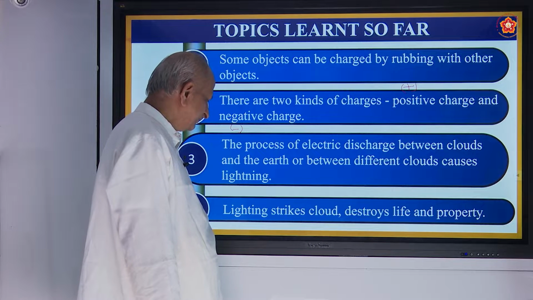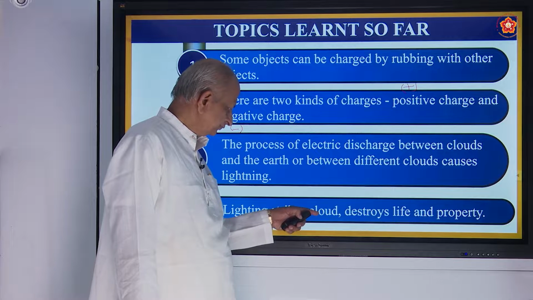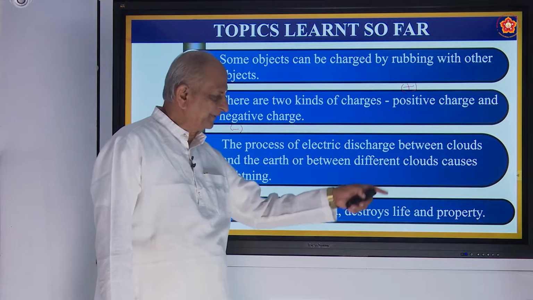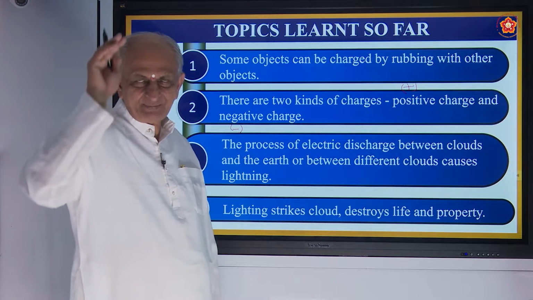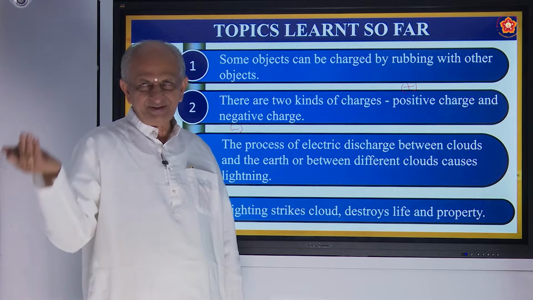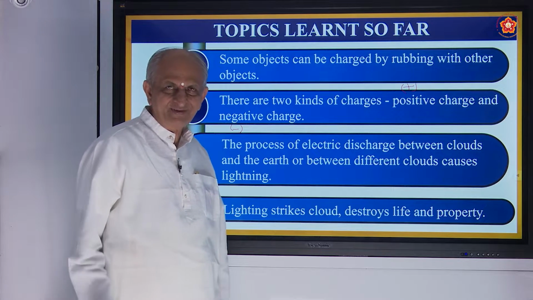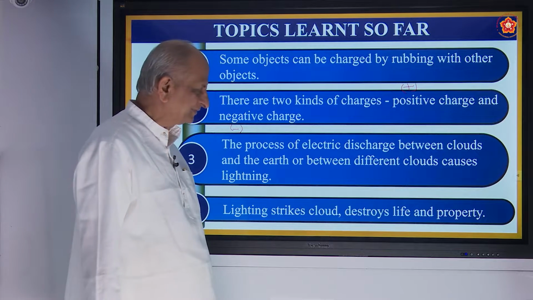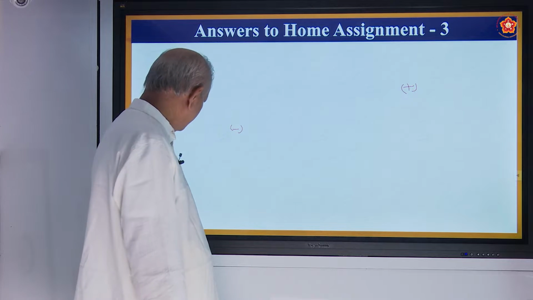So, what are the dangers of lightning? It may strike and destroy life and property. If lightning strikes, buildings may collapse. If it strikes trees, they will collapse. If it strikes persons, they also will collapse. So, there is so much danger from nature.